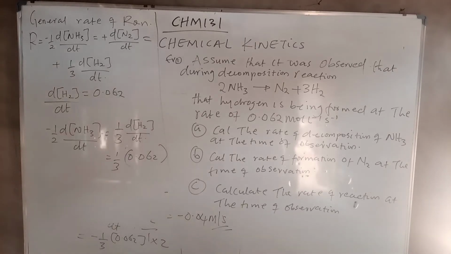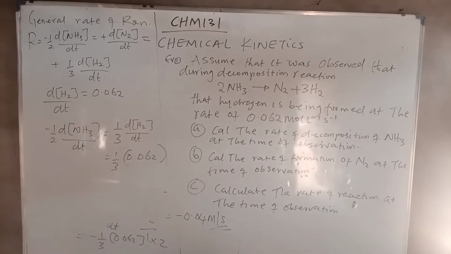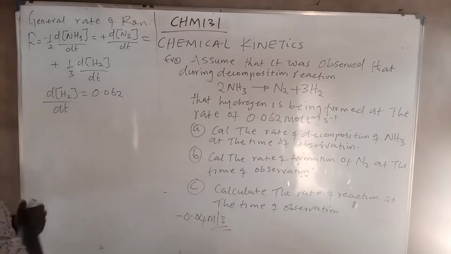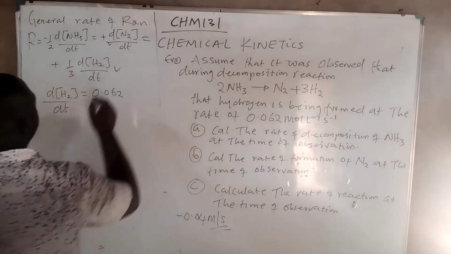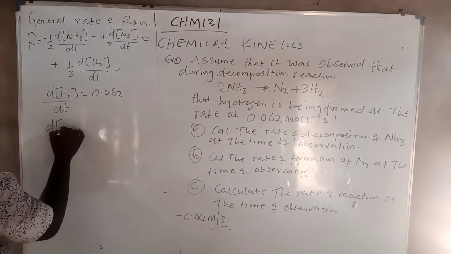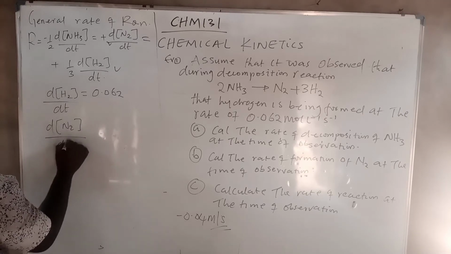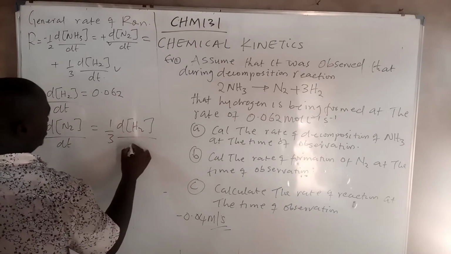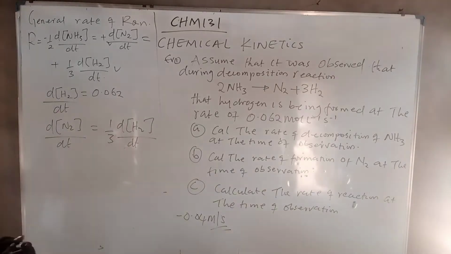Now let's go to the example, the B part. Calculate the rate of formation of nitrogen. The rate of formation of nitrogen from the question, you can see that nitrogen is plus. So all you need to do is, from here, remember, let me clean this. This is nitrogen, this is oxygen. So the change in N all over the t is equals to 1/3 of the change in H all over the t.